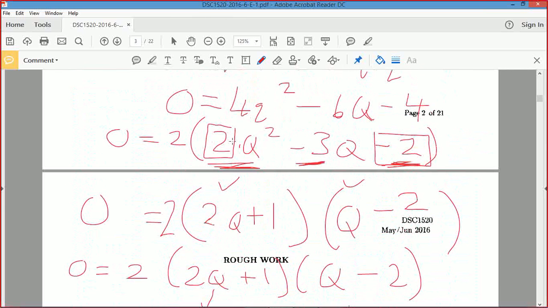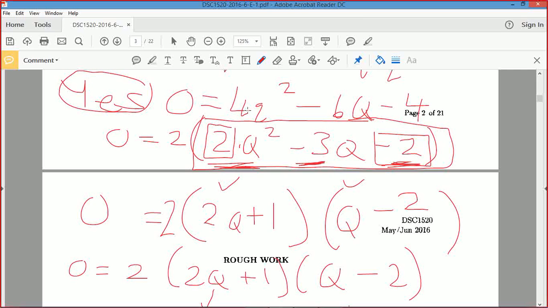Then we need to go back to our original question. Where's our original question? Here it is. So that's 4q squared minus 6q minus 4. You can use the simple one, or you can use the more difficult one. Either is going to work. Let's use this one.